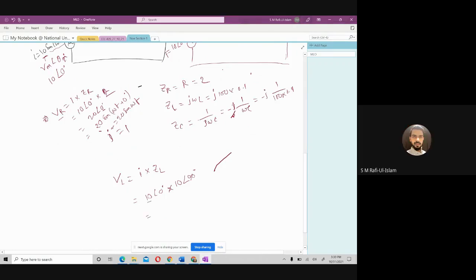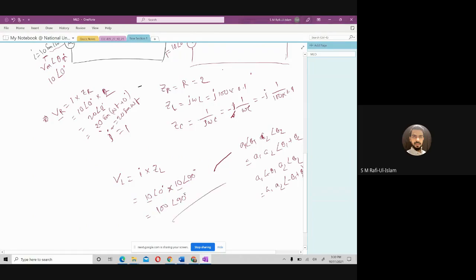So look, if I have two complex numbers, a1 angle theta 1 and a2 angle theta 2, the whole thing should be a1 times a2, and the angle should be theta 1 plus theta 2. Similarly, if I have a1 angle negative theta 1 and a2 angle theta 2, it means a1 times a2, and the angle should be negative theta 1 plus theta 2. We know this relation from complex numbers. So 10 times 10 means 100. This angle would be 0 plus 90 degrees, so the whole angle would be 90 degrees.